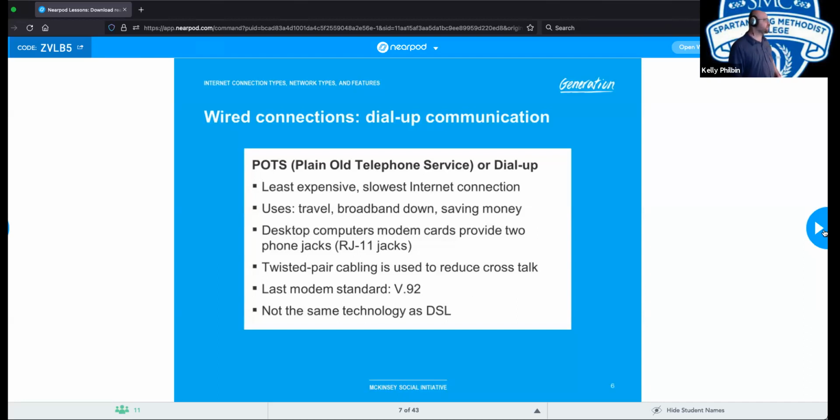So, many cards, although it is less and less common to see it today, will provide 2 jacks on the back, one with the RJ45, one with the RJ11. Although if absolutely necessary, you can dock an RJ11 into an RJ45 jack. It is a twisted pair cabling to reduce crosstalk, uses between 2 to 4 pins. You don't need to worry about the last modem standard, which was V.92. And it is not necessarily the same thing as DSL. DSL is a different technology over the same medium.